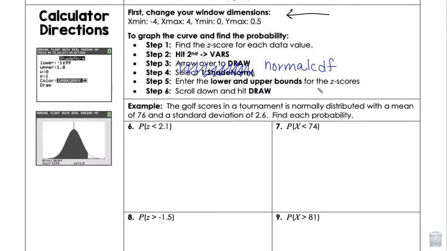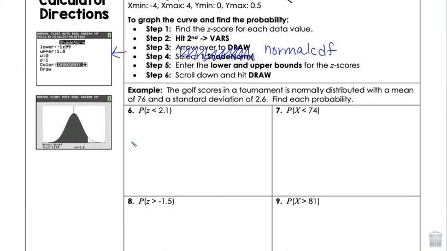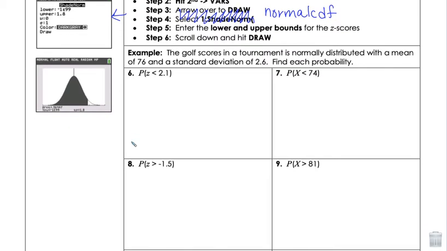Once you click normal CDF, it'll take you to this screen, and you want to put your lower and upper bounds. So it all depends on what your problem is, but once you put the lower and upper bounds, you can then hit enter, and it'll tell you what the probability is. So let's go through some examples to see how that works.